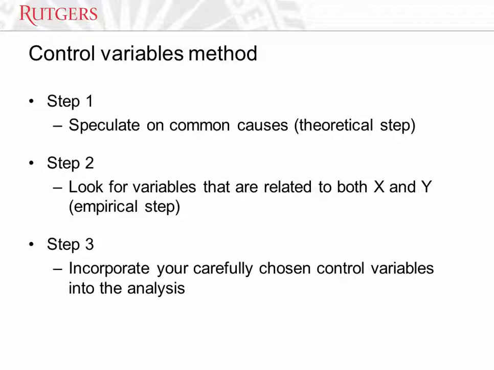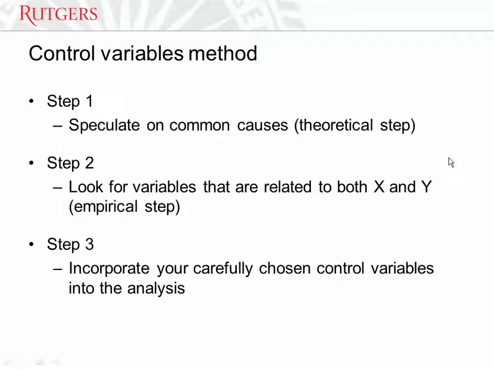So here are some steps in the process. The first step is to speculate on common causes. It's a theoretical step, and that helps you think about what should be controlled for. A second step, which we haven't yet talked about, is more empirical, and that is to actually look for variables that are related to both X and Y. So in other words, look at the data, look at correlations in the data.